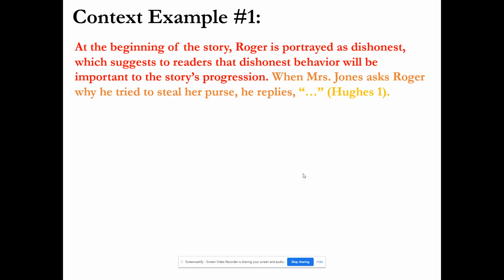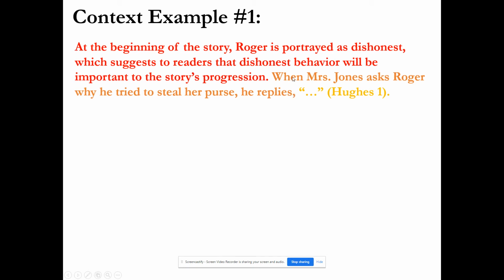So we have our topic sentence following the structure. At the beginning of the story, Roger is portrayed as dishonest. We have beginning, character name, adjective, which suggests to readers that thematic piece, dishonest behavior, will be important to the story's progression.